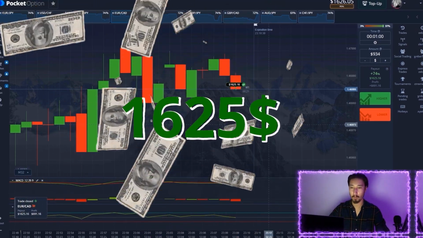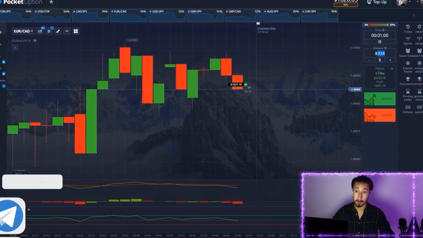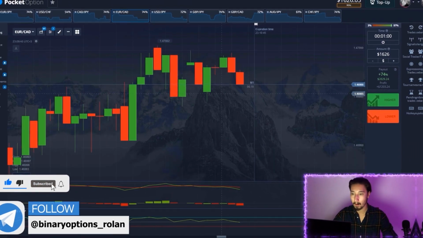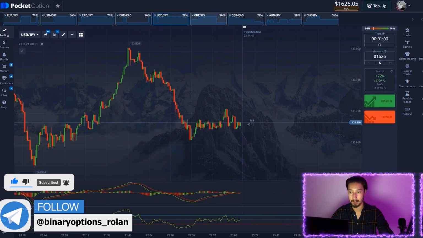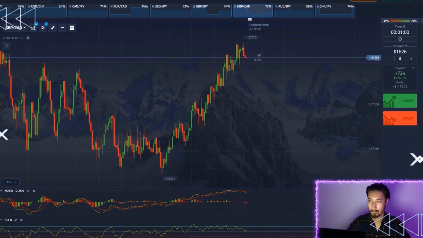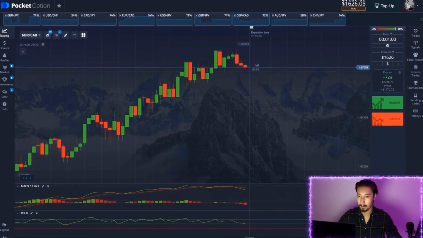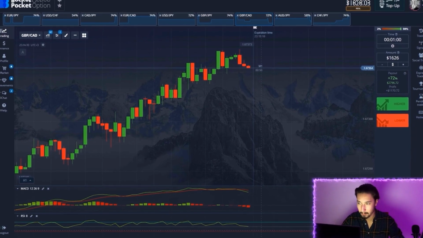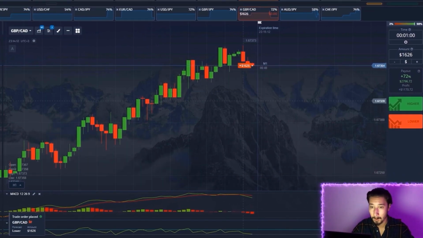Nice, we're in a profit, $1,600 on the balance. That's extremely cool. Let's continue. Let me just select the concept app. Histogram is in the red. We can assume that the price will go down. So let's open a short here.